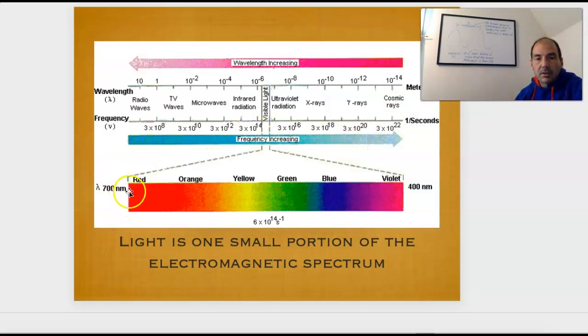And as I mentioned, the color spectrum you see by wavelength, it says 700 nanometers, 400 nanometers. So when we talk about the wavelength, it relates directly to specific colors.